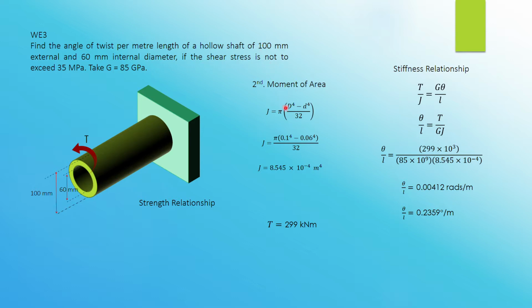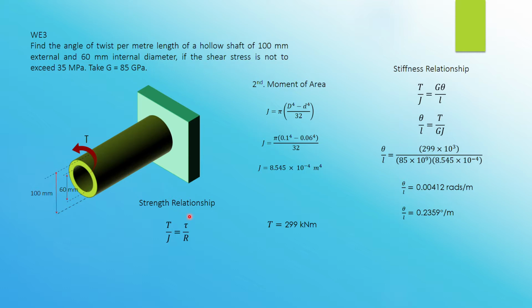So 100 mm, so 0.1. 60 mm, so it is 0.06 to the power of 4 over 32. So that is your second moment of area, or the second moment of inertia. So the torque, oh sorry, jumbled up the whole thing.